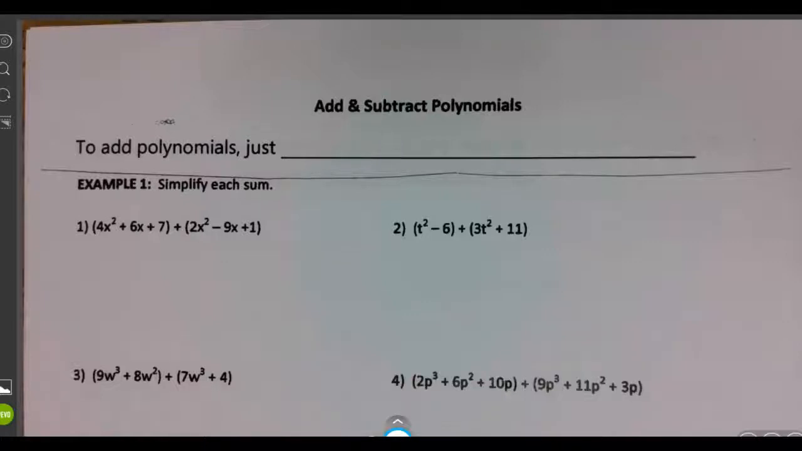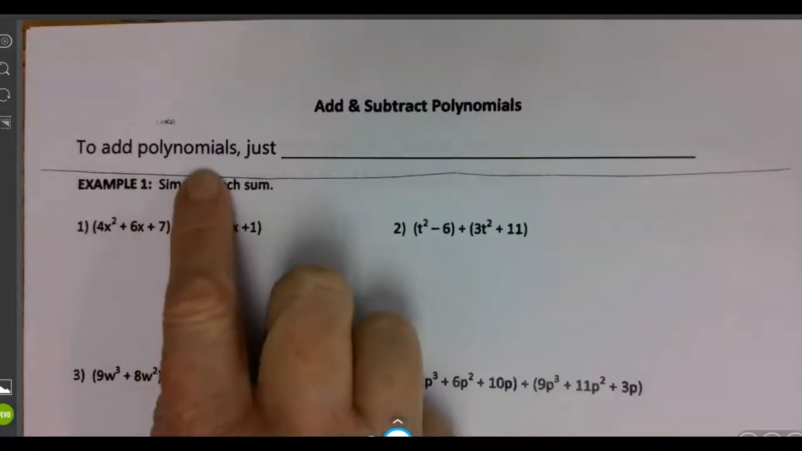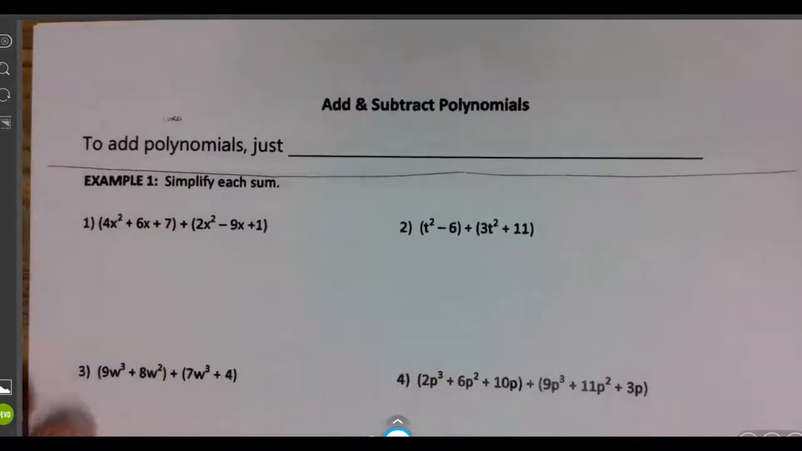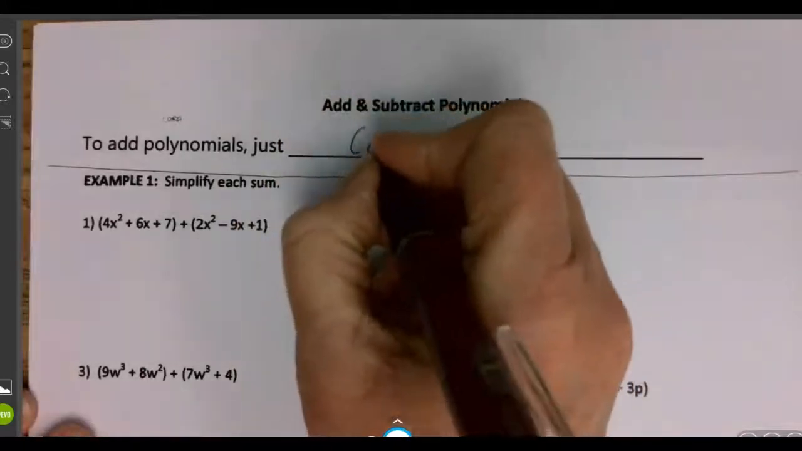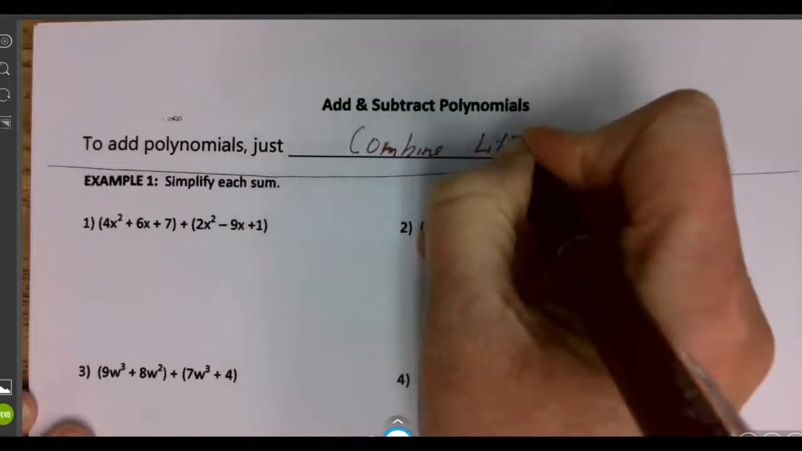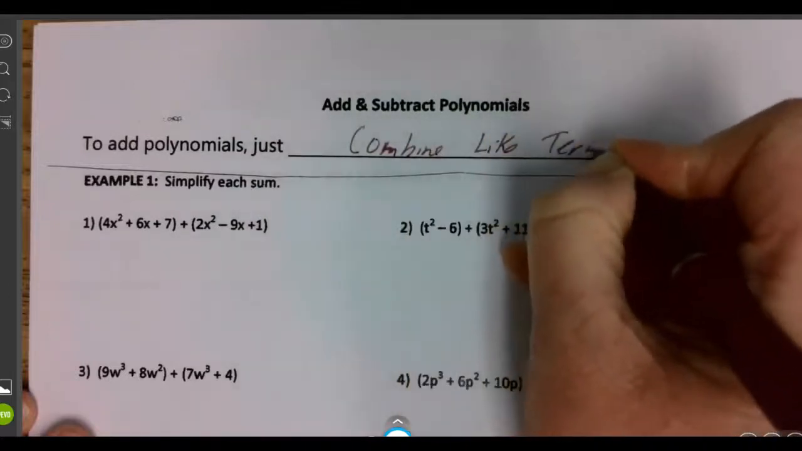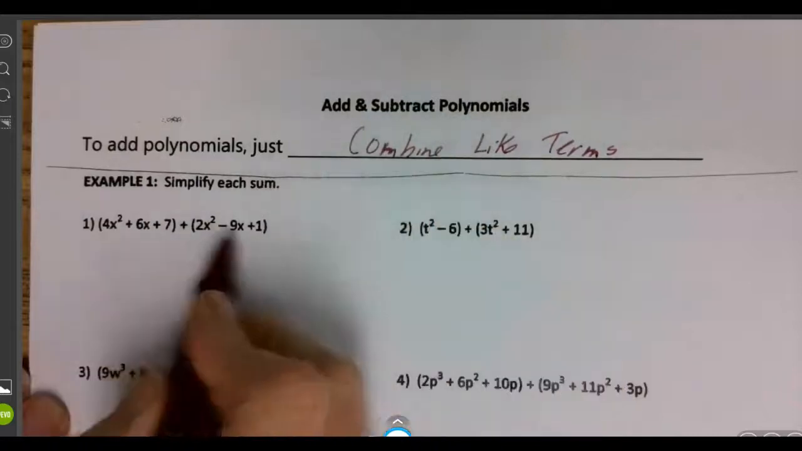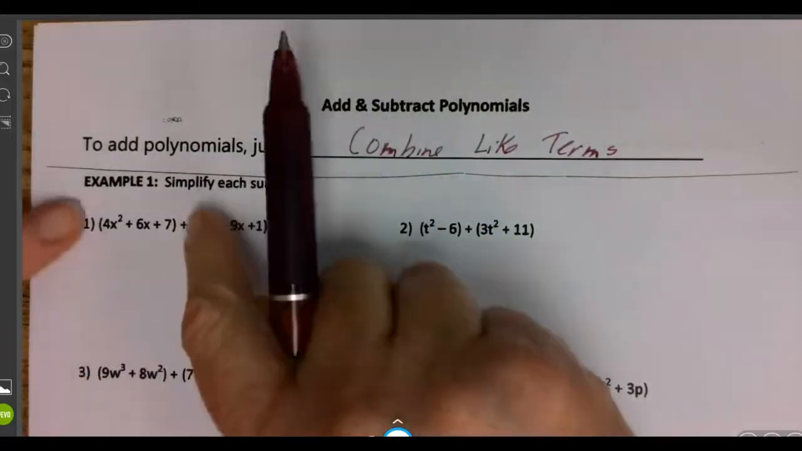Okay, to add and subtract polynomials is really pretty easy, and guess what? To add polynomials, you already know how to do it, because we just did it in the last lesson. To add polynomials, all you have to do is combine like terms. Now remember, to be like terms, they're going to have the same variable and the same exponent on that variable.